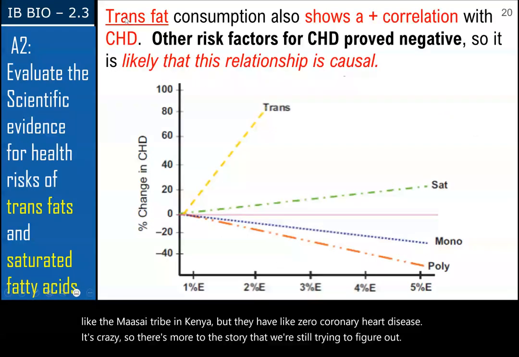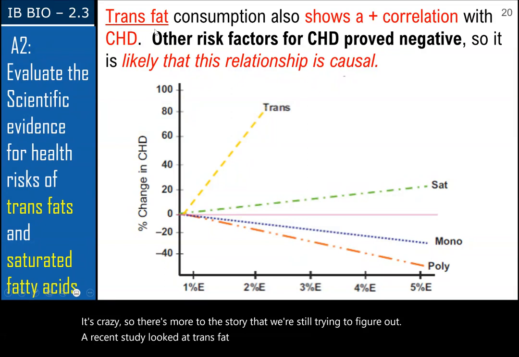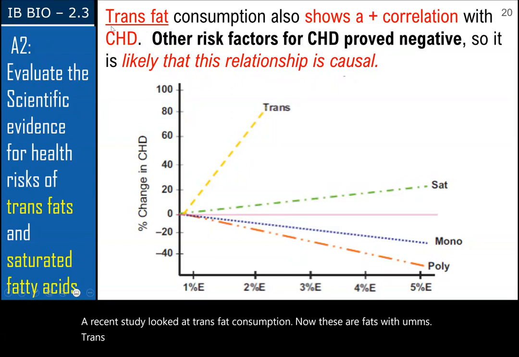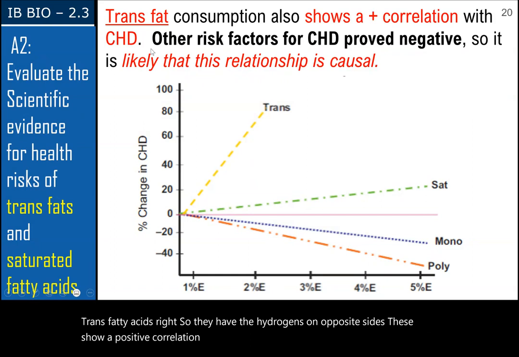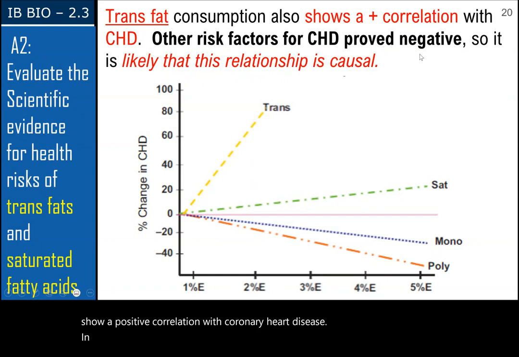A recent study looked at trans fat consumption. Now, these are fats with trans fatty acids, so they have the hydrogens on opposite sides. These show a positive correlation with coronary heart disease, even in the presence of other risk factors which prove negative. So it's likely that this relationship is causal.